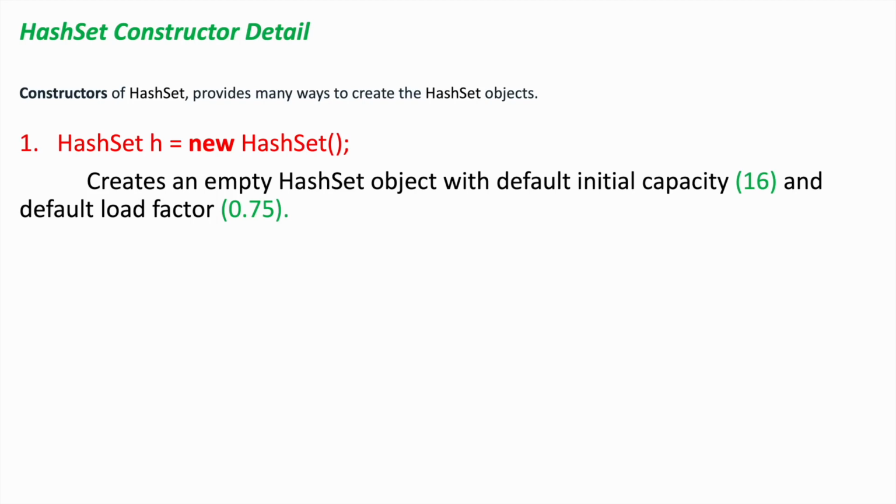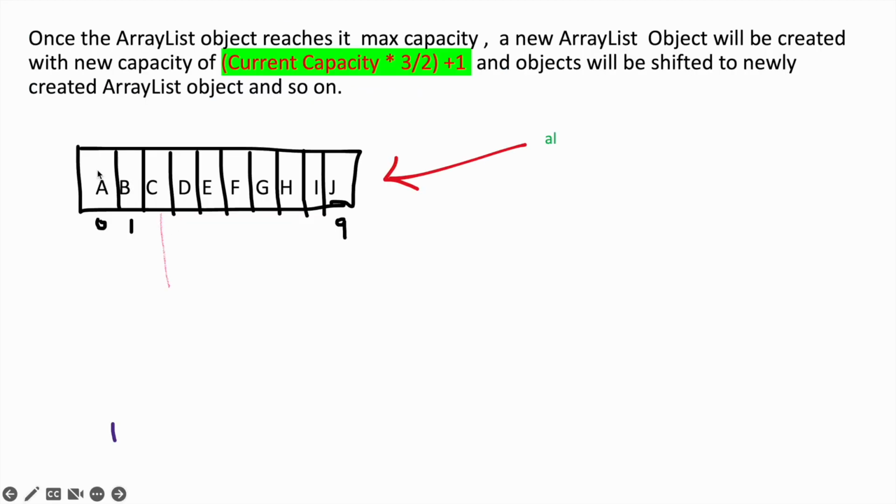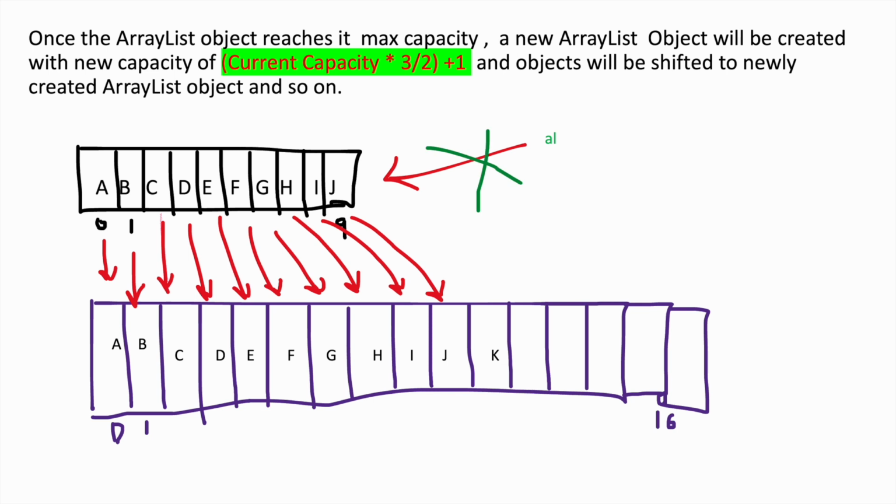Now the question is, what is this load factor? As we have seen, once the ArrayList object reaches its max capacity, a new ArrayList object will be created. That is, once we create an ArrayList object with the default capacity of 10, once it fills the complete capacity, then only a new ArrayList object will be created, so that we can add another element, that is the 11th element.